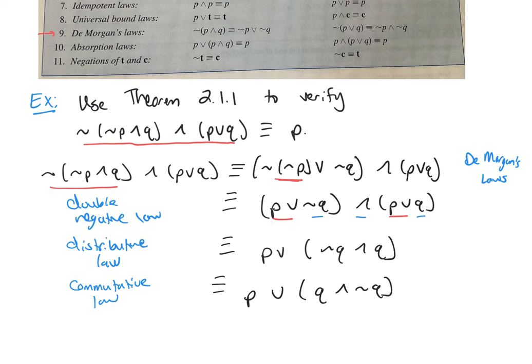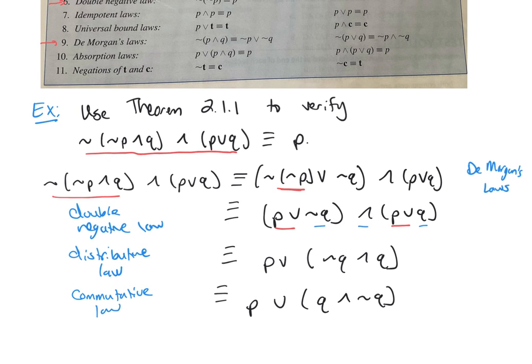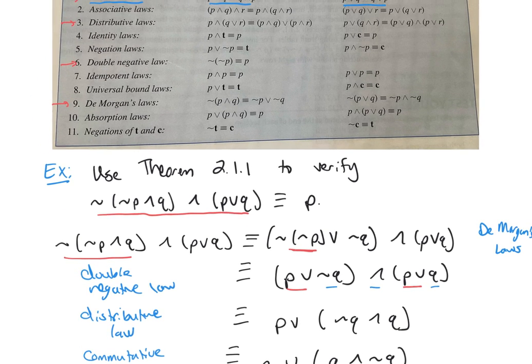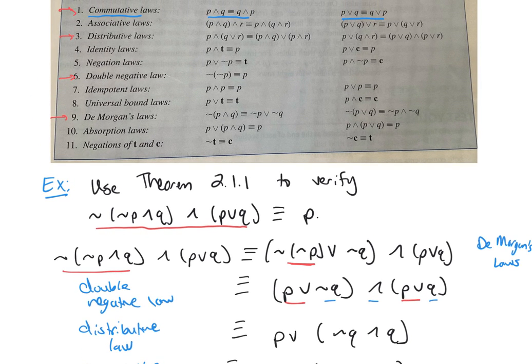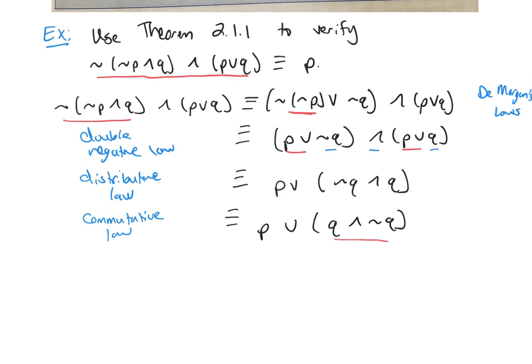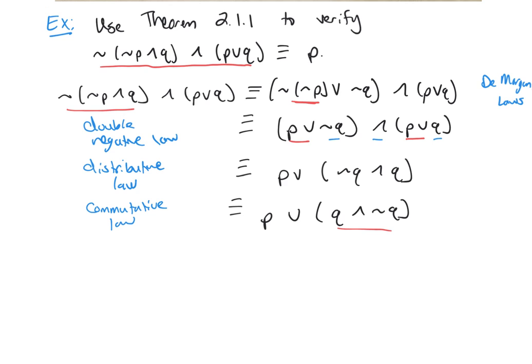And finally, well, we're almost done. I have Q and not Q. So if we look up at our rules, that's the negation law. When you have an and, you get a contradiction. So the negation law means that I can replace that with a C. Negation law. This is logically equivalent to P or contradiction.